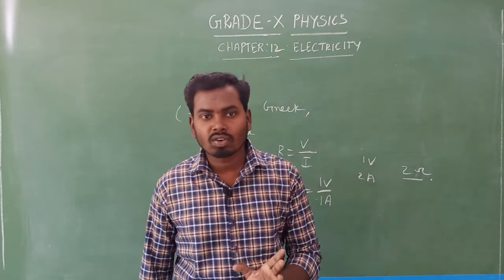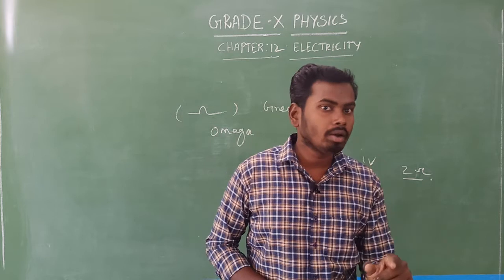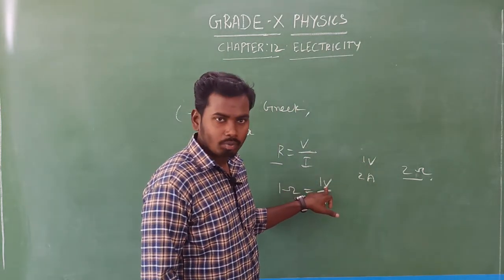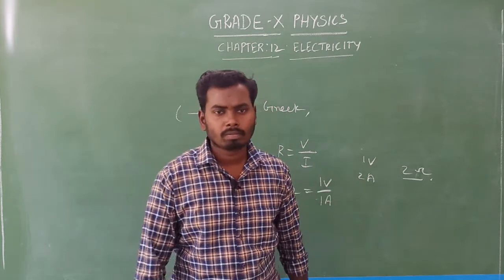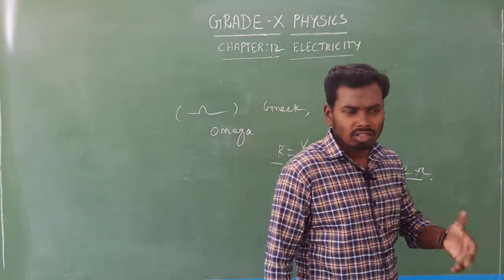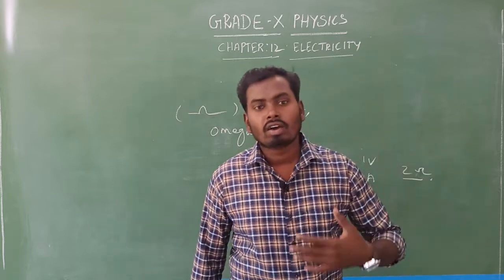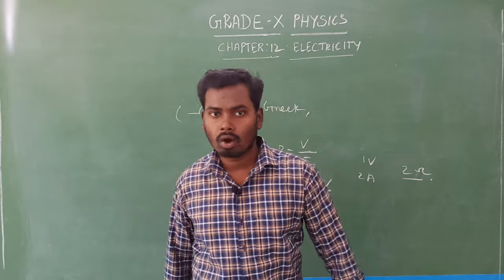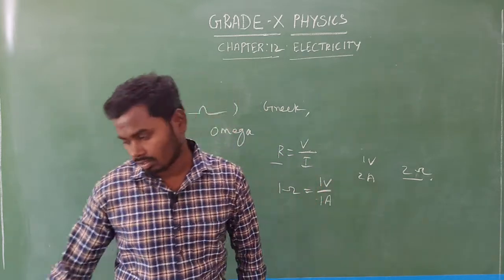Actually, what is resistance? The collision is called resistance. This collision depends on what? The potential difference. The more the potential difference, the more the collision. It also depends on the length of the conductor, the area of cross section of the conductor, and temperature, and many other things, which we will see one by one. So that's all about 1 ohm. Is it clear, students?